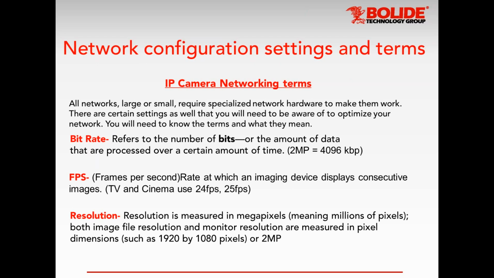Correct. Okay. All right. So resolution is measured in megapixels, and in IP, meaning millions of pixels. Both image file resolution and monitor resolution are measured in pixel dimensions. So again, an example is a 2 megapixel camera. The active pixels is 1920 by 1080 pixels. And if you guys have listened to any of our past webinars, we talked about pixel density, stuff like that. So 1080, which is, I'd say, the majority of people's TVs or monitors that they have, is a 1080p monitor. That's 2 megapixels. Okay. So just keep that in mind. The higher the pixel density, the higher the megapixel. Correct.